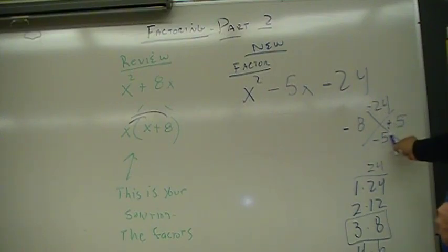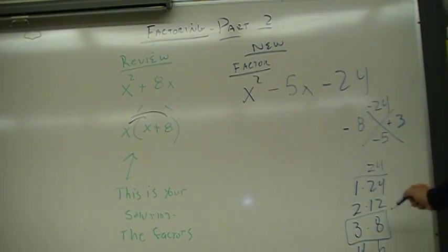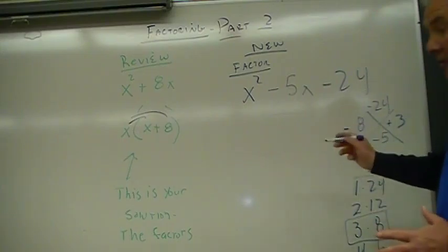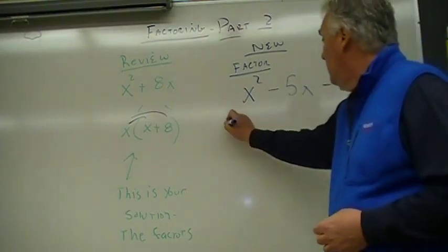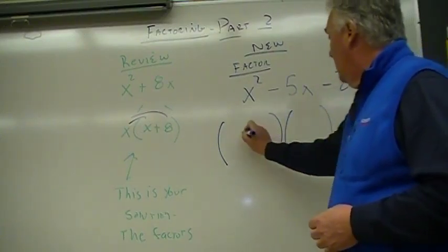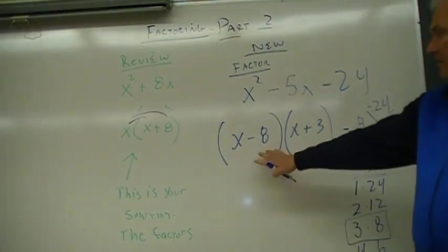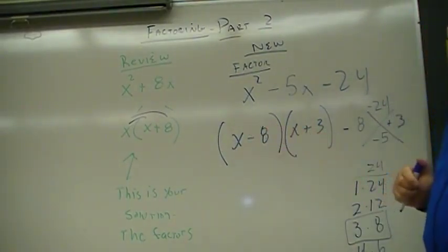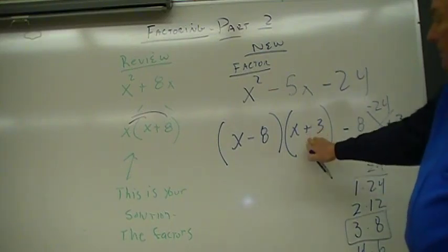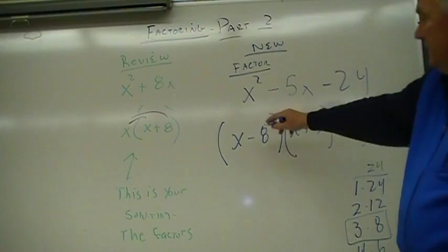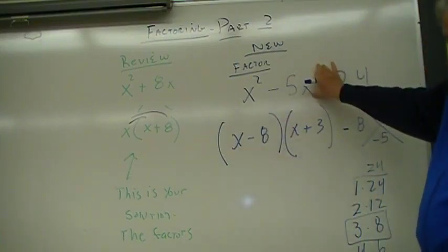Negative 8 plus 5, whoops, sorry. Negative 8 plus 3. I'm mistaking my x's today. X strategies. Negative 8 plus 3 is negative 5. So this is our answer for the terms. And now what do we do with it? X minus 8, x plus 3. It doesn't matter if x plus 3 is first or second.